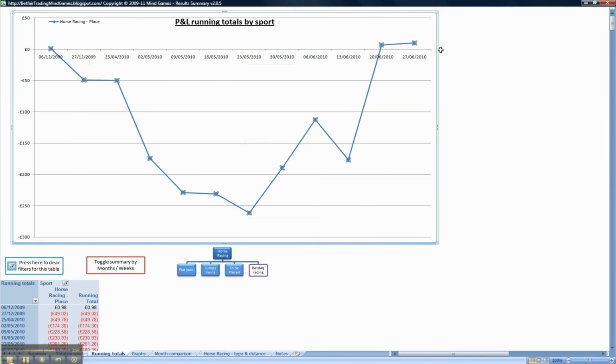So you can see that whilst the current total is only about a tenner, it's been on a bit of a journey. Because at one point it was £260 in the red. So since then things have turned around. So clearly whatever you've changed to be more profitable on these markets is going well.